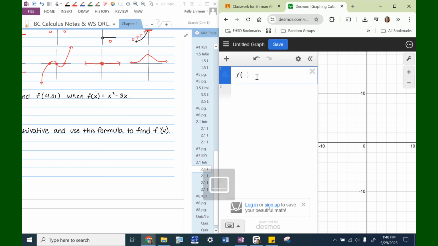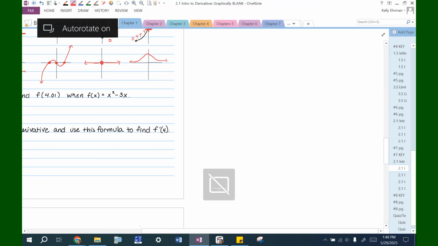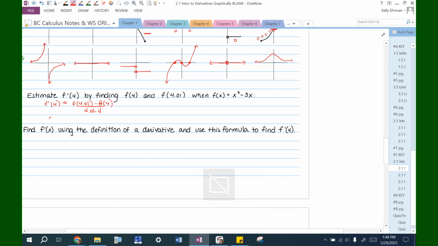So, f of x is equal to x squared minus 3x. And I would like to calculate f of 4.01 minus f of 4 over, I could do this math. All right, so this is 5.01 as our estimate for the derivative or the tangent slope. So we're saying, okay, f prime of 4, it's about equal to 5.01. I bet the exact answer is 5.